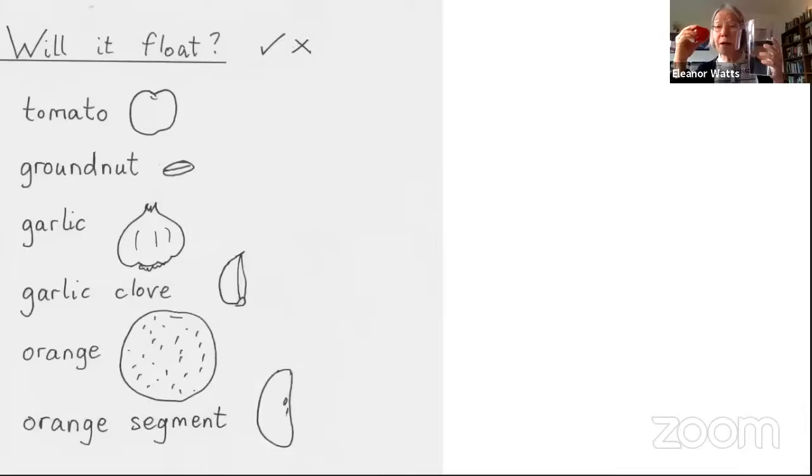Okay, so it's 2 against 1, and very often the majority is right. So let's see what happens. Now, teachers, have you all made your guess before we do it? Oh, it's floating. Now it's sinking. So, 2 of you were right at first, and then what happened in the end is the tomato sank.